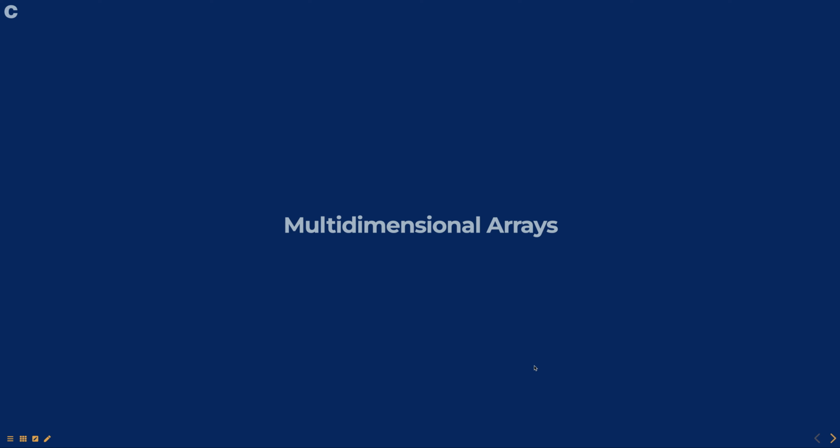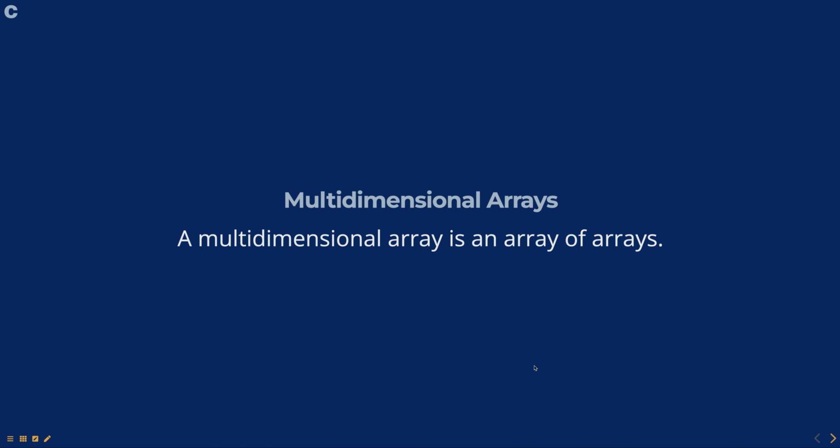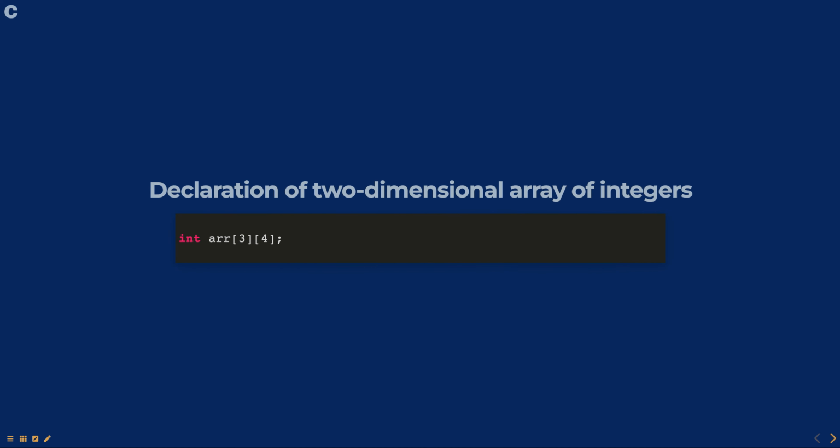In C, a multidimensional array is an array of arrays. Each element of a multidimensional array is another array. You can declare a multidimensional array by specifying the number of dimensions, followed by the size of each dimension in square brackets. For example, a two-dimensional array of integers can be declared as below. This declares an array called ARR with 3 rows and 4 columns of integers.